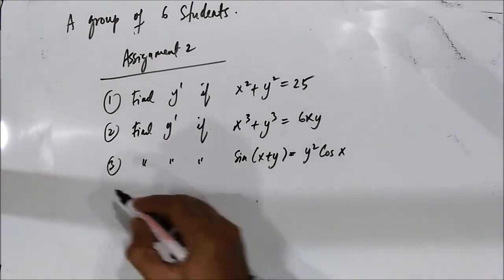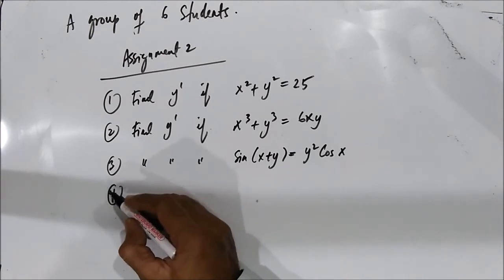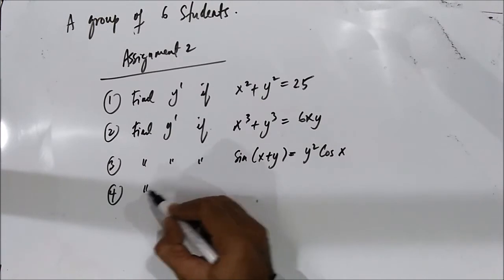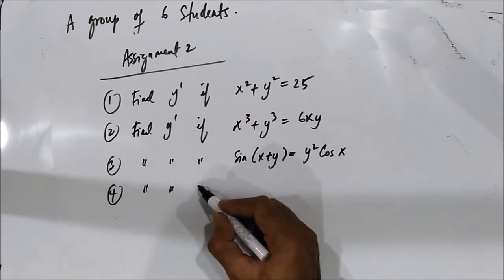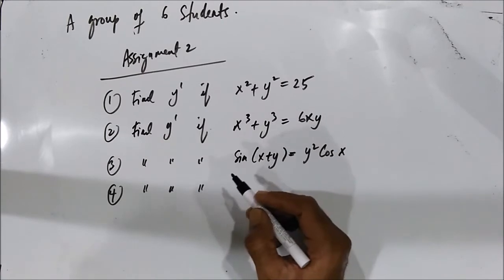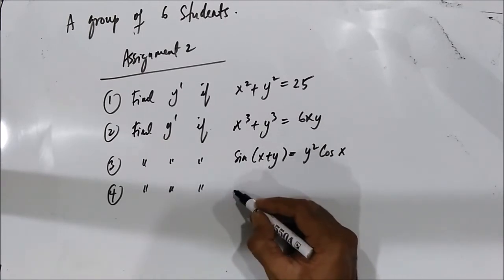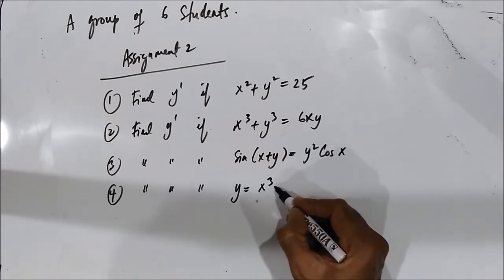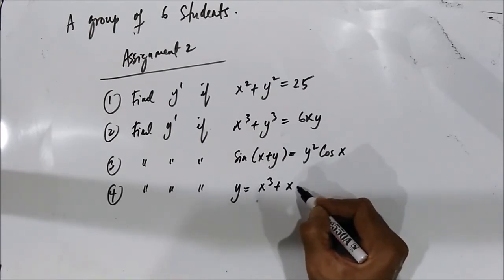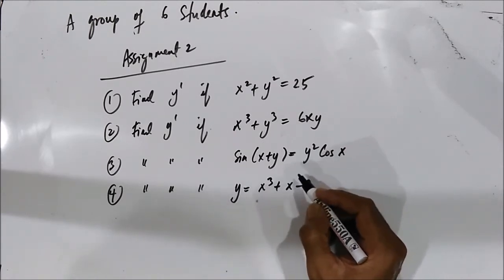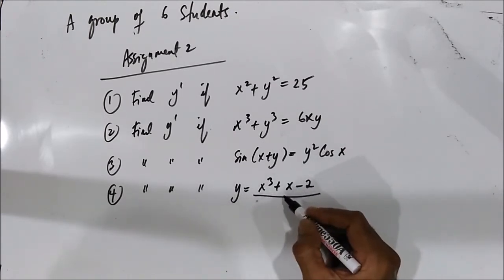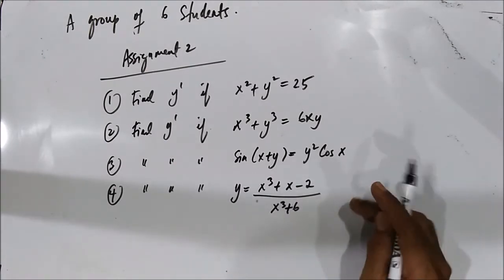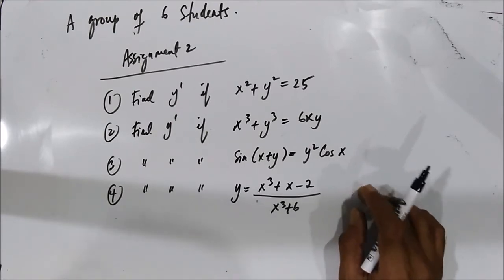And then 4, find y prime if y is equal to x cubed plus x minus 2 over x cubed plus 6. You can use the quotient rule.